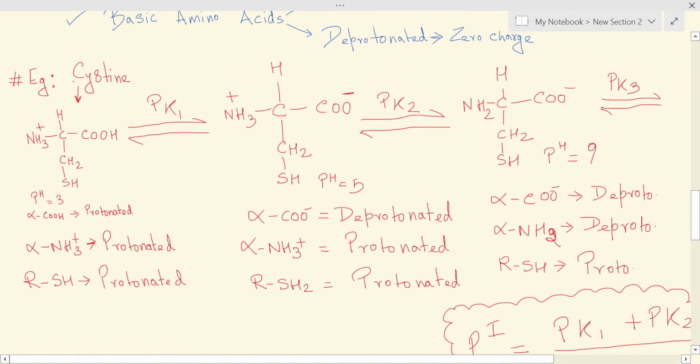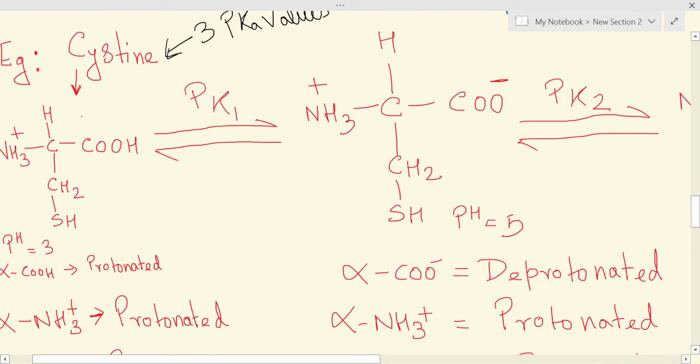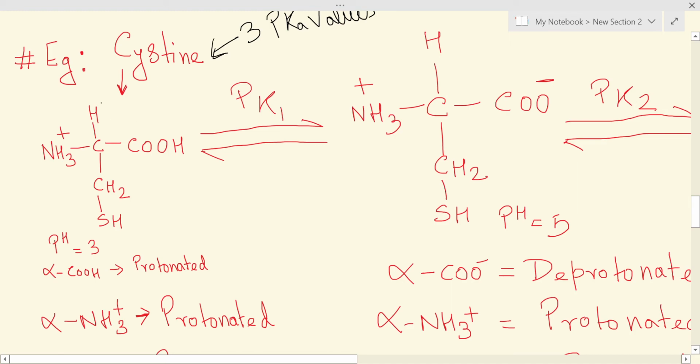I have taken cysteine, which has 3 pK values, and it is a triprotic amino acid. So this is cysteine. This is the alpha COOH, this is the alpha NH3 plus, and this is the R group. Now, when the pH is 3, what will happen?